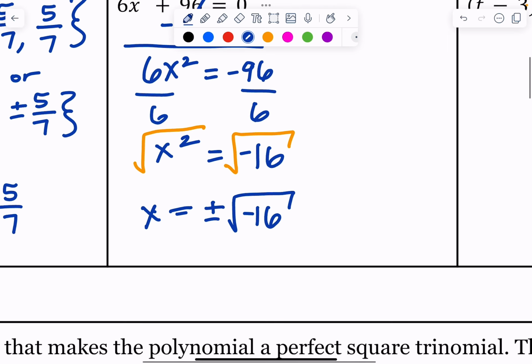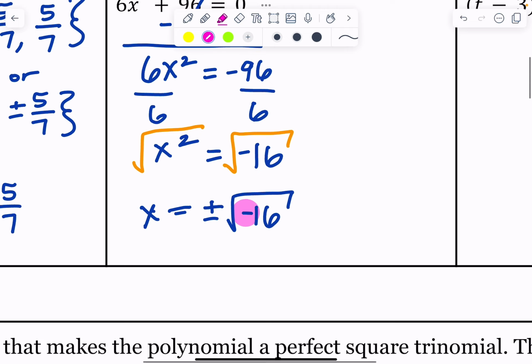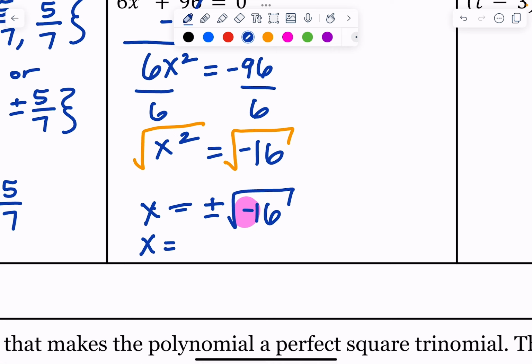And thinking back to square rooting a negative, that implies we're going to have an imaginary number. And so here, my solution would be x equals plus or minus the square root of 16 is 4, and that negative makes it a 4i. So our solution set for this one would be plus or minus 4i.